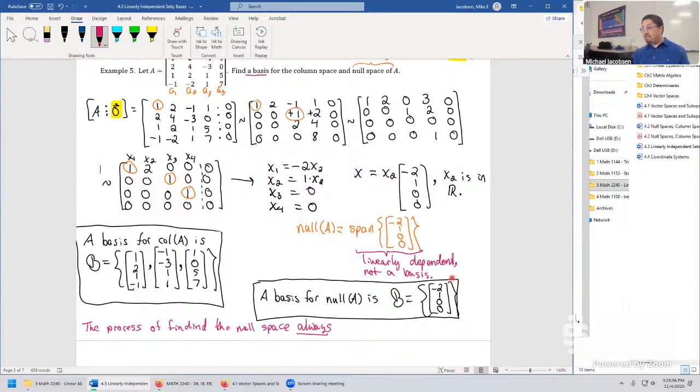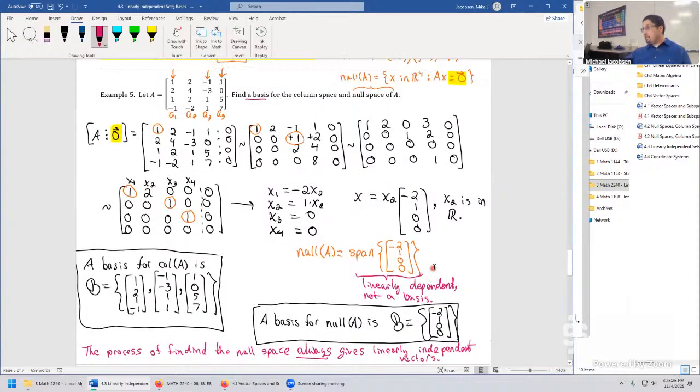So this process of finding the null space always gives linearly independent vectors. So in other words, if you copy this process of finding the null space, no matter what goes here, to get the basis, you delete the word span, and whatever vectors you put in, it's automatically independent, so it's automatically a basis. So that's how we can find a basis for some subspaces, the column space and the null space.